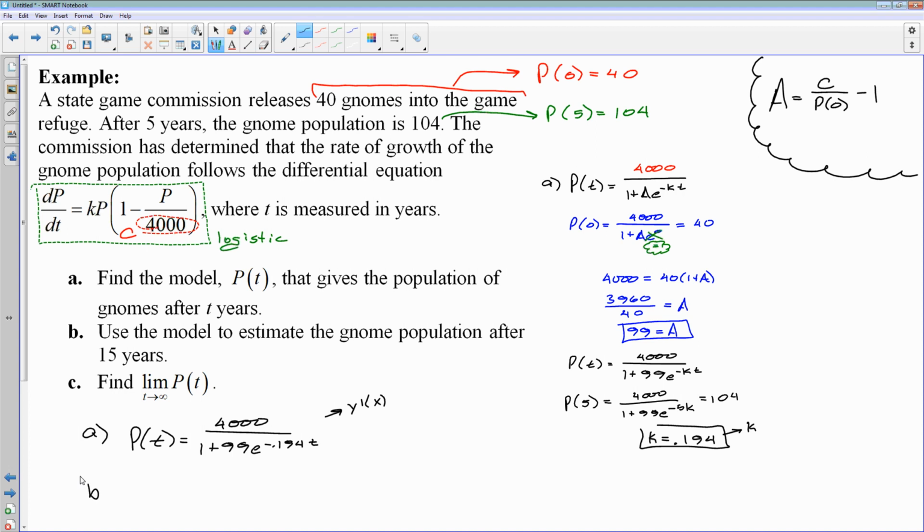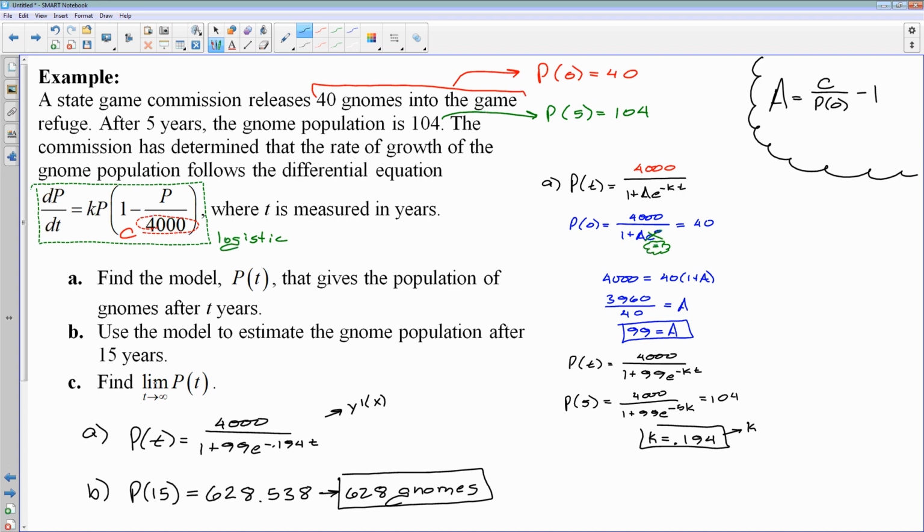Part B says use the model to estimate the gnome population after 15 years. That's real simple. We'll just plug 15 into the equation, and I punch that in the calculator, and you get 628.538. Now, normally in AP Calculus, we round to the third decimal. However, we are talking about living creatures, and gnomes, you may not know their reproductive habits, but they reproduce kind of like humans. They never have part of a gnome. You either have one or you don't. So we will say that at this point in time, there are 628 gnomes. We haven't quite made that 629th one yet. So there's the answer to part B.